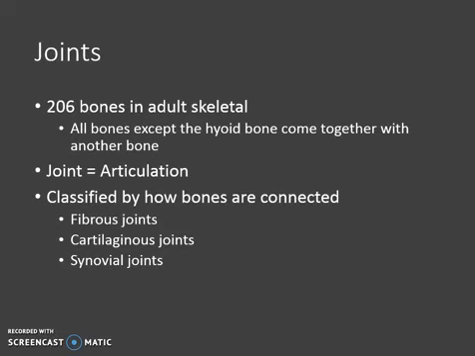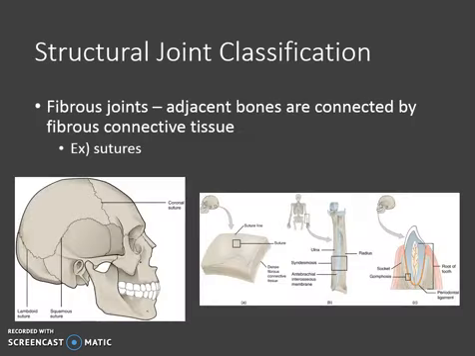Now we can classify joints by how the bones are connected to each other. So we have three different structural classifications of joints, and they include fibrous joints, cartilaginous joints, and synovial joints. So let's start by taking a look at fibrous joints. Fibrous joints are where two or more bones are connected to each other by fibrous connective tissue.